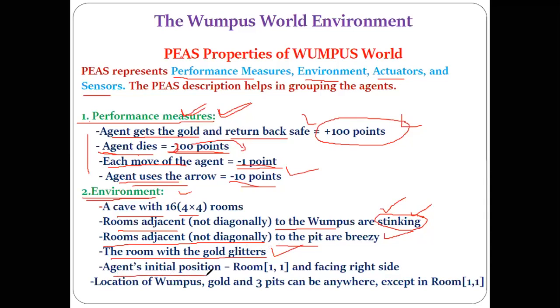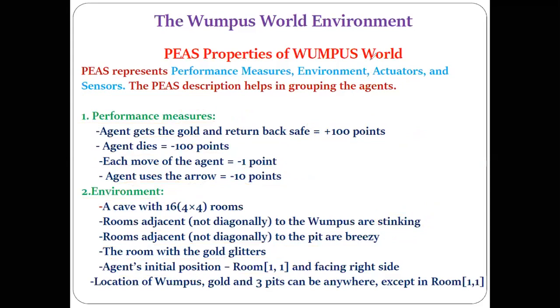And the agent's initial position, that is room number 1, facing the right side of the Wumpus, is also one part of the environment of this particular agent, the knowledge based agent. So that is our second property of the Wumpus World environment, the environment itself. Understood the second property? Yes, sir.